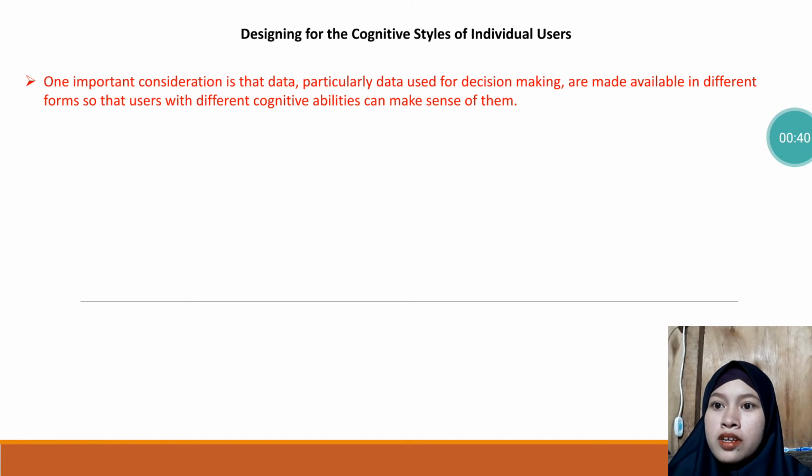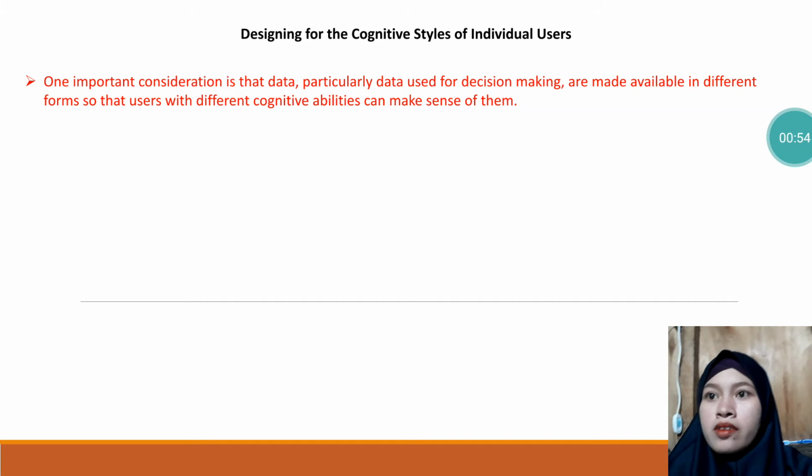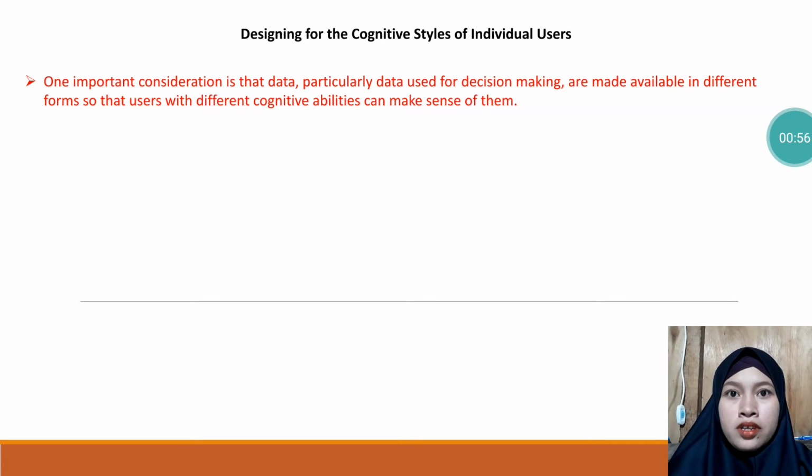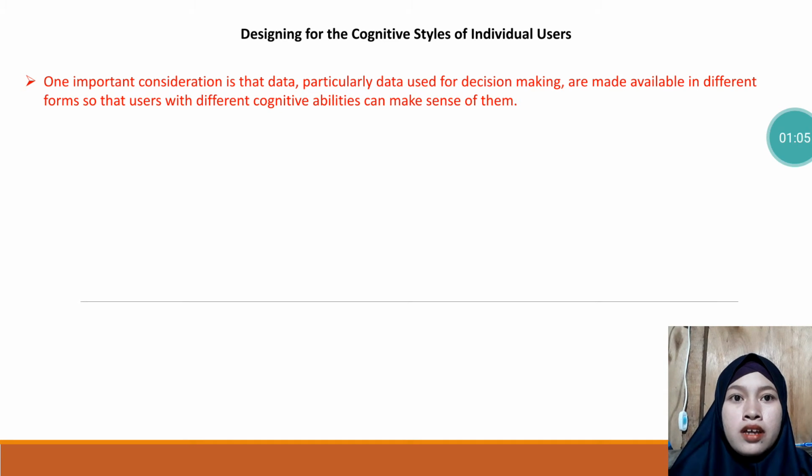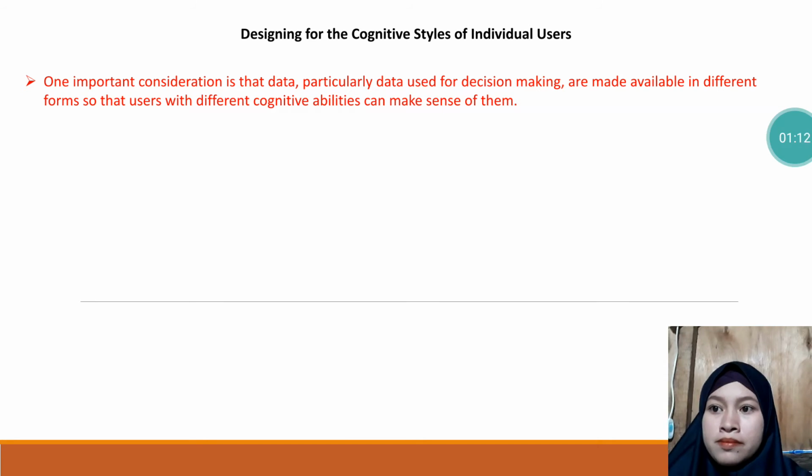One important consideration is that data, particularly data used for decision making, are made available in different forms so that users with different cognitive abilities can make sense of them. Data used for decision making is a process which involves collecting data, extracting patterns and facts from the data, and utilizing those facts to make inferences that influence decision making.